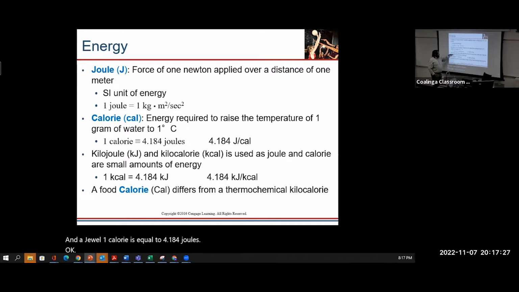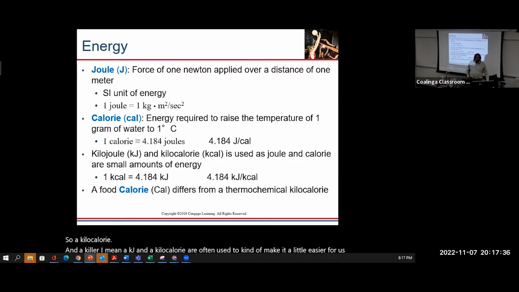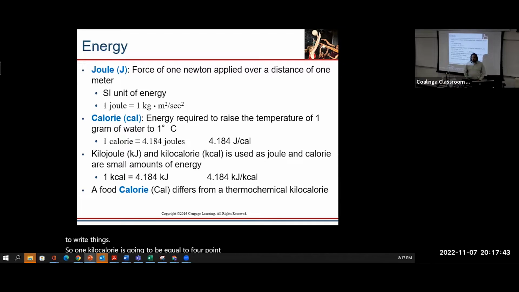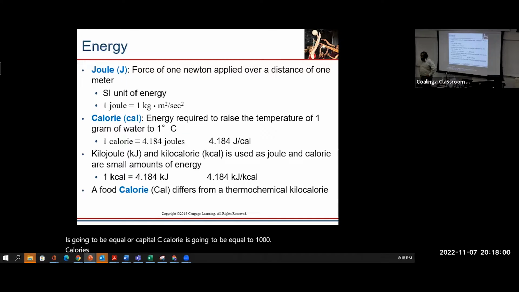A kilocalorie and a kilojoule are often used to make it a little easier for us to write things. So 1 kilocalorie is equal to 4.184 kilojoules. A food calorie, or a capital C calorie, is equal to 1,000 small c calories.